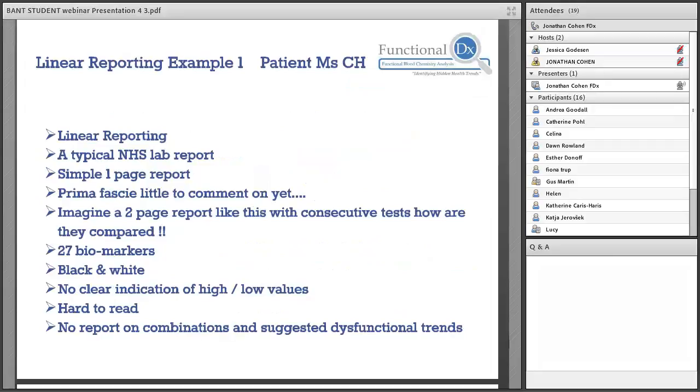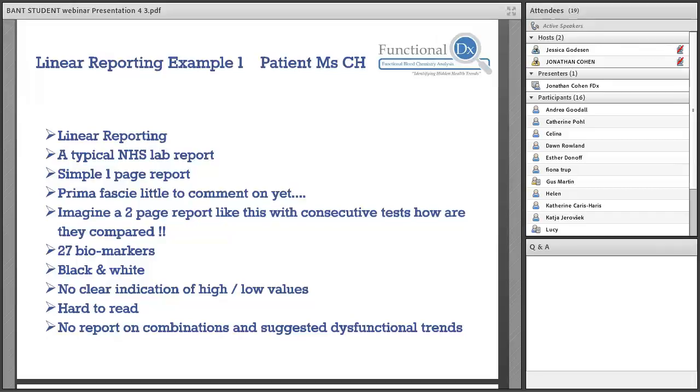Example 1, patient Miss CH. This is linear reporting. It's a typical NHS lab report, a simple one-page report. And prima facie, when you look at this coming up in the next slide, there's little to comment on. Yet imagine that you had a two-page report like this. Sometimes you get these reports from the doctor's surgery, and they go across 2 pages because of how they print them out. How on earth do you look at that, and how do you compare past tests with each other when it's just one long printout? It's nigh on impossible.